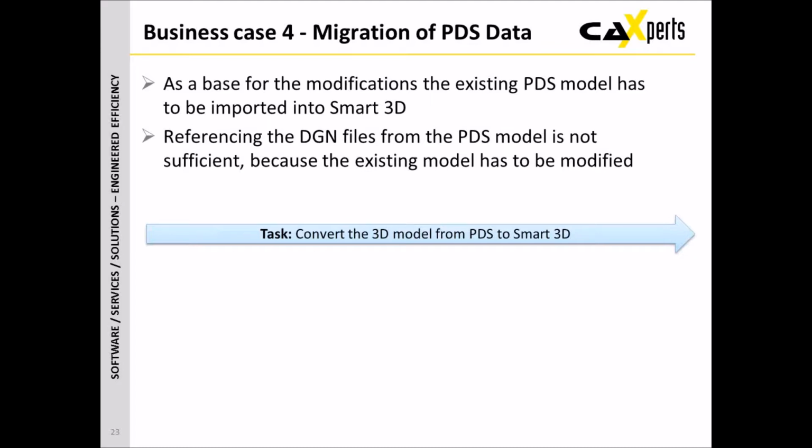The next one we're moving on to is migration of PDS data. So in this particular scenario, the base for the modifications within Smart 3D has to be the existing PDS model. Now, yes, you can reference PDS models into Smart 3D, but in this particular case, the EPC wants to modify that model going forward on the project. So therefore, just a reference isn't going to be sufficient. So right now, the task is to convert the 3D model from PDS to Smart 3D.